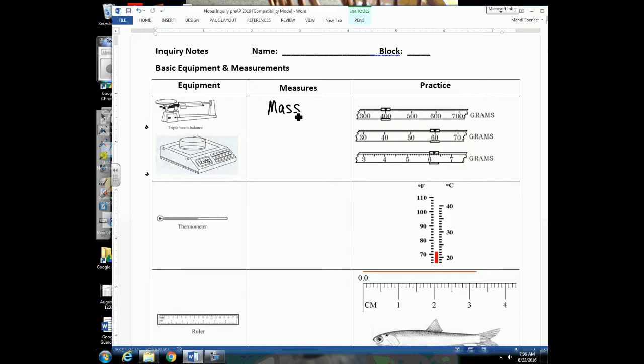And oftentimes we're going to be measuring mass in grams. So if you see grams or kilograms, then you know that we're measuring the mass of something. Mass is different than weight. A lot of students will say take the weight whenever we're using a scale, but we're actually getting the mass.